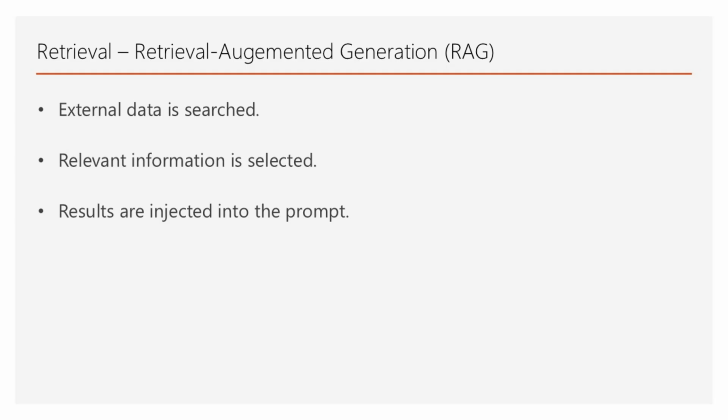This is commonly known as retrieval augmented generation, or simply RAG. In simple terms, we search our data, pick what matters, and pass it to the model so it can answer based on facts, not guesses.